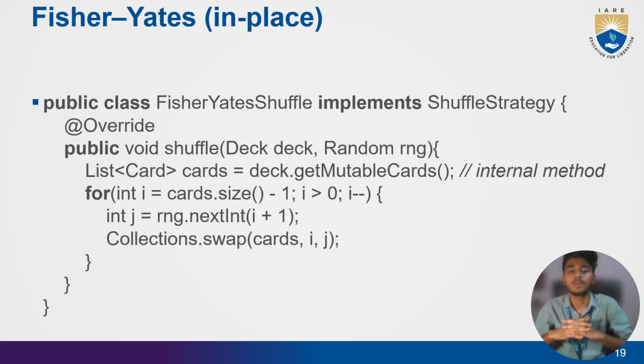Fisher-Yates in place. How it works: start at the index i equal to n minus 1. Pick an index j uniformly at random from 0 to i. Swap the elements at indices i and j, then decrement i and repeat until i is equal to 1.